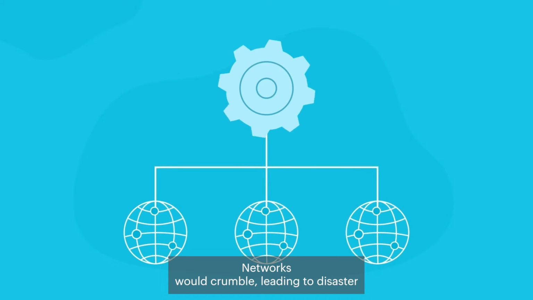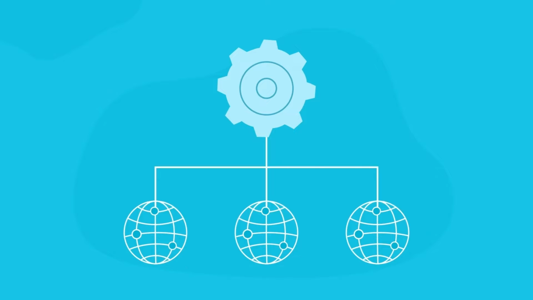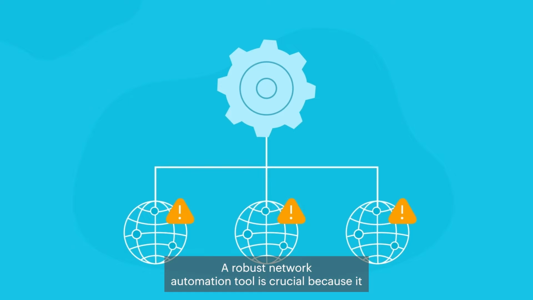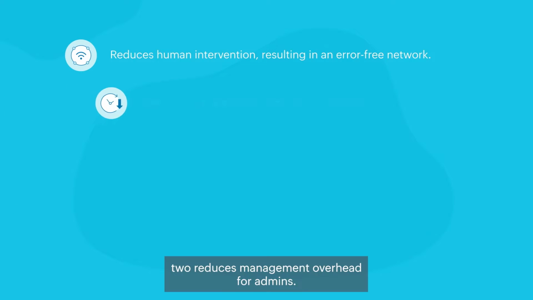Networks could crumble, leading to disaster when proper network automation tools are not implemented. A robust network automation tool is crucial because it: 1. Reduces human intervention, resulting in an error-free network. 2. Reduces management overhead for admins.